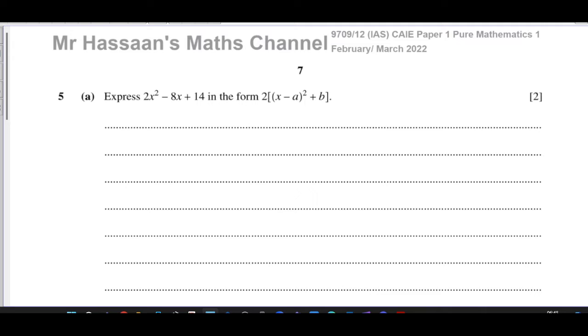I'm now answering question number 5 from the February-March 2022 A-level paper from Cambridge 9709. This is the pure mathematics paper, and this is a question here.